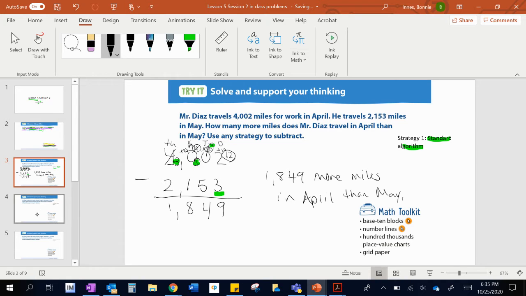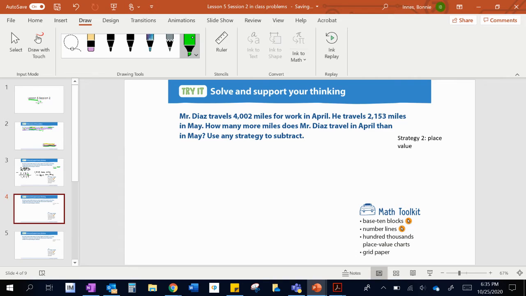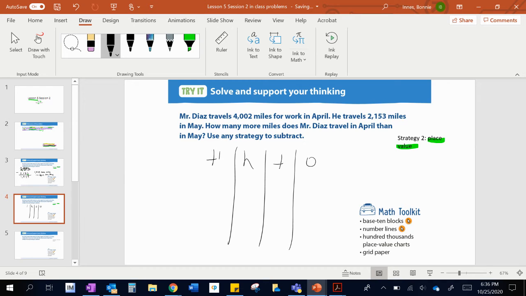All right, I'm going to go on to the second strategy, which is using place value. So to set this up, I have to have ones, tens, hundreds, thousands. I'm going to put both numbers in here, that 4,002 miles and 2,153. My 4,002 goes on top, just like in the standard algorithm way. Minus 2,153.